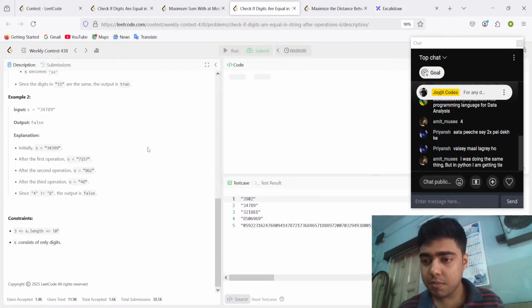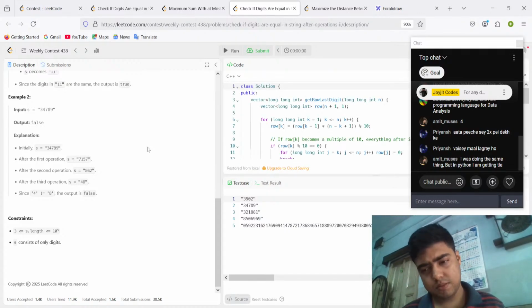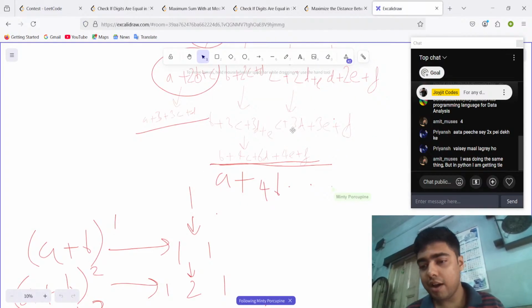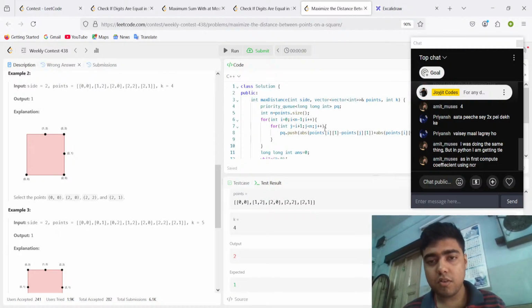I was doing the same thing, but in Python. No. You were doing the same thing? You can't be doing the same thing, man. Okay, I think what you were doing is you were finding the NCR value one by one, right? Now, if you find the NCR value one by one, you will get the TLE. But what I did is I used a DP.